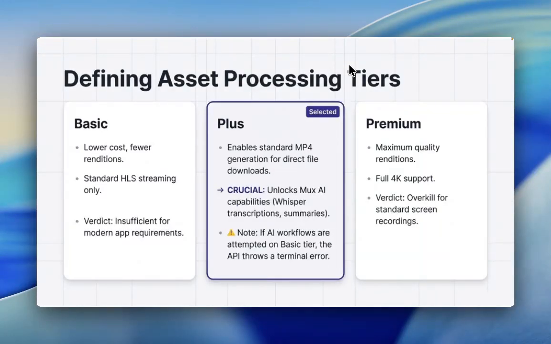Now, let's define the asset processing tier. Basic is lower cost for your rendition. Standard is high-level streaming only. Verdict: insufficient for modern app requirements. The Plus tier enables standard MP4 generation for direct file download. Crucially, it unlocks Mux AI capability, like transaction summary. Note: if AI is run on the basic tier, the API throws a terminal error.